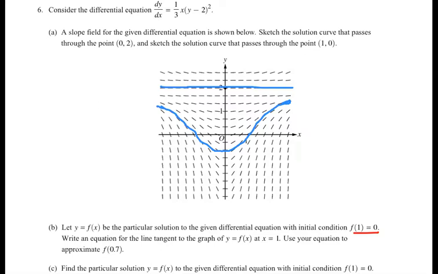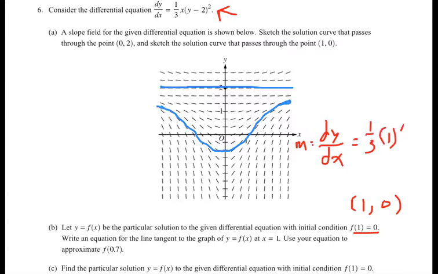So they gave me a point right here, 1, 0. And up here, they gave me the slope of this function. So I've got to plug 1, 0 into that slope, or into my derivative, dy dx, which is my slope. And then I got to plug 1 in for my x, and I plug 0 in for my y. And then I'm going to solve that. So that's going to be 1/3 times 4. That's going to be 4/3.